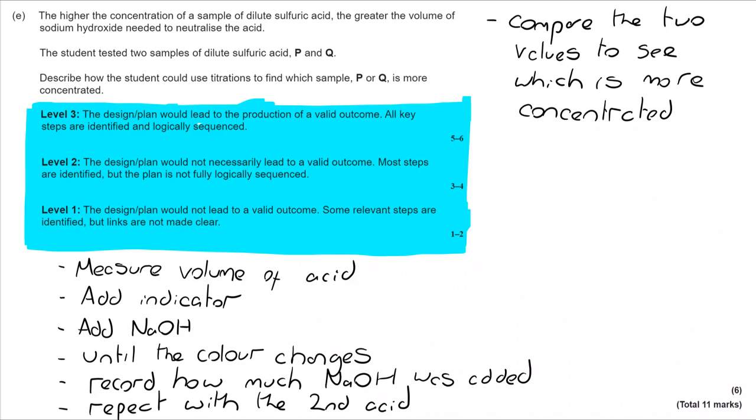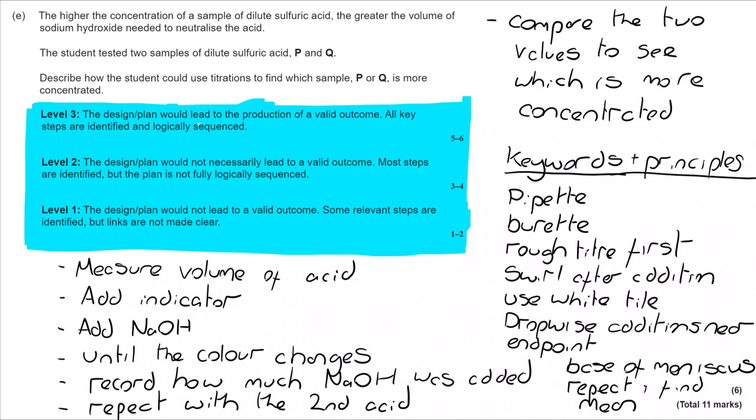Now what we've got here is a design and a plan that would lead to a valid outcome. Depending on the nature of what you've written would determine whether that's going to be 5 marks or 6 marks. So let's have a look at what makes the difference. Well, there's keywords and there's also key principles. The fact that we will use a pipette to measure the volume of the acid, a burette to measure the volume of the sodium hydroxide.